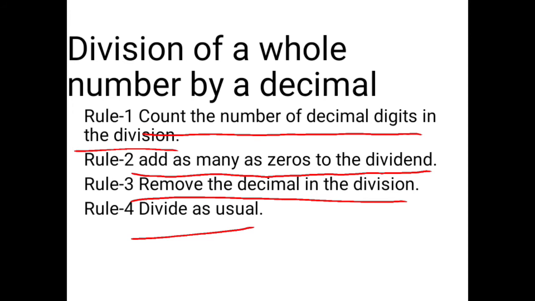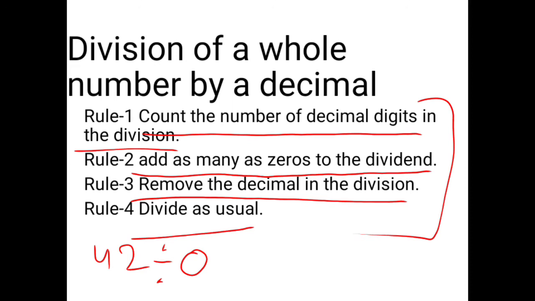So we are taking an example to understand all these rules. First, I'm taking a whole number, that is 42, and 42 we have to divide by a decimal number, that is 0.7. So how can you divide? To divide this, first we have to count the number of decimal digits. After the decimal there is only one digit. So we have to add zeros to the dividend as many as the number of decimal digits. So there is only one decimal digit, I will add only one zero. So it becomes 420.